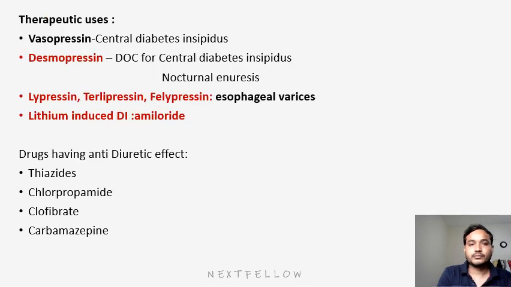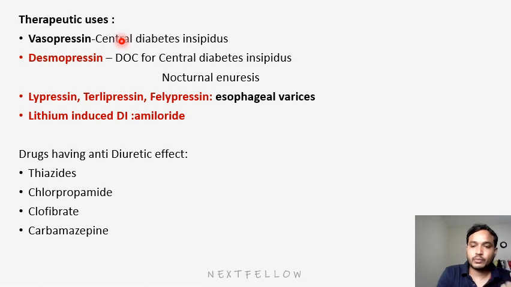So what are the therapeutic uses of vasopressin? Vasopressin is mainly used in central diabetes insipidus, obviously, because in central diabetes insipidus the ADH hormone will not be produced. So these analogs will prevent excess urine volume. But vasopressin is short acting and non-specific to receptor. It acts on V1, V2 and V3, and we don't need the V1 and V3 effects.